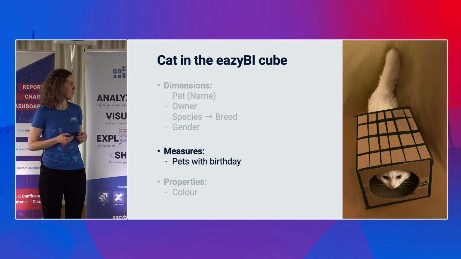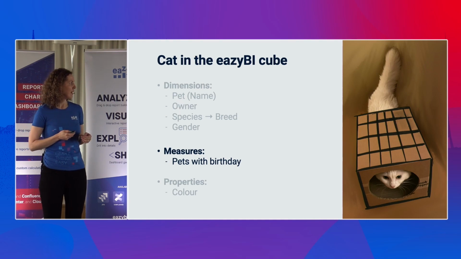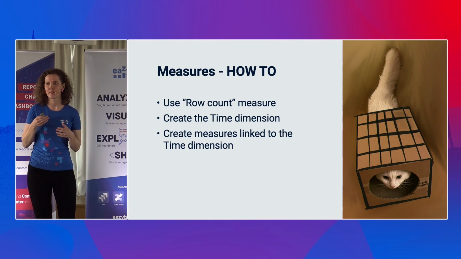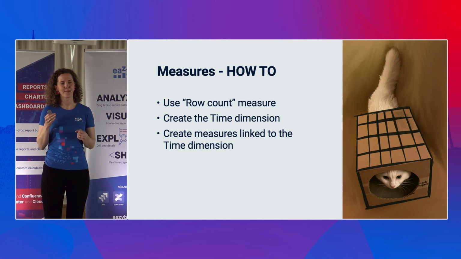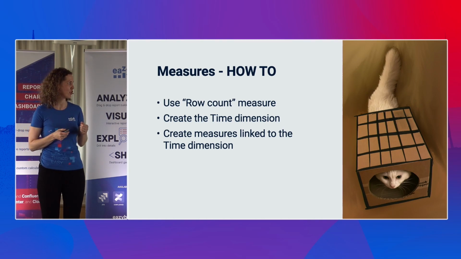I already have a hint that I will create birthdays linked to the time dimension. And while I'm creating this measure, I will also show you what to do when you don't have some measure in your data, Excel data source. For example, if it is in REST API, maybe it doesn't have any measure, but there is an option for what to do in this case. I will show you how you can define a time dimension and why I actually put it together with measure, and how to create a measure linked to the time dimension.